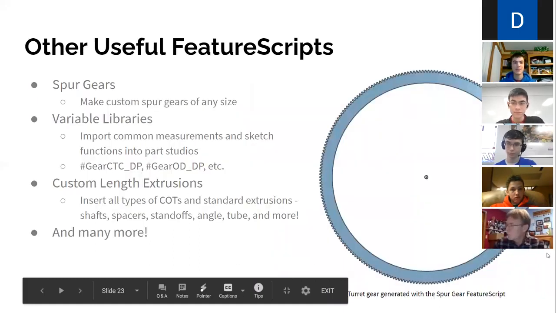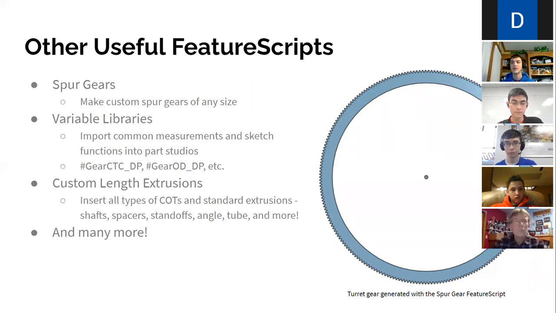Some other useful feature scripts: there's a spur gear feature script, so you can make custom spur gears of any size. Really useful if you're doing something like a turret or something like that. Variable libraries: you can essentially set up common measurements and sketch functions that you want to import into your part studios.